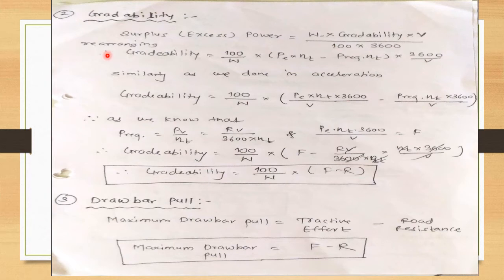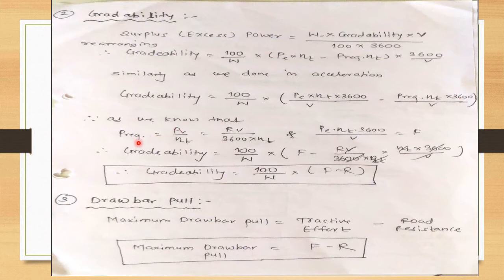So, simplifying or rearranging, gradability is equal to 100 upon W into (P into eta T minus P required into eta T) into 3600 divided by V. The calculation for this surplus power we already did in acceleration, so we are just going to put it. Gradability is equal to 100 by W into (P eta T into 3600 by V minus P required into eta T into 3600 divided by V).